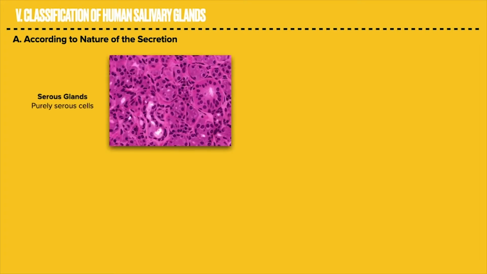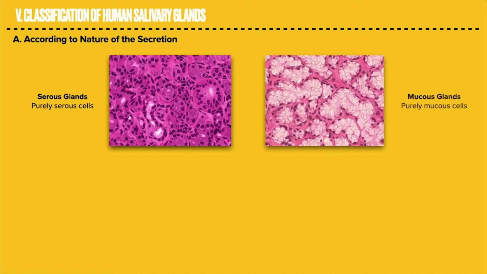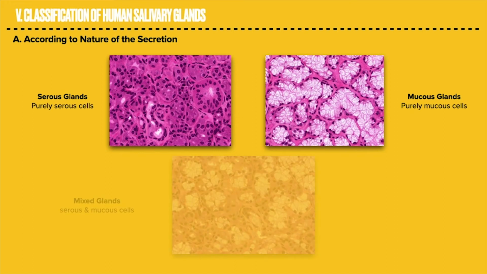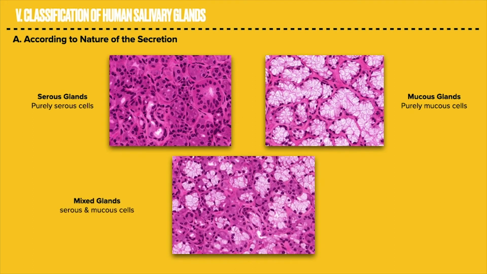Human salivary glands are classified into two groups. First is according to nature of the secretion. Under this, we have serous glands that consist of purely serous secreting cells. Mucous glands consist of purely mucus secreting cells, while mixed glands, based on its name, consist of serous and mucous cells. In the figure, the serous part is a crescent shape called serous demilunes or demilunes of Giannuzzi.